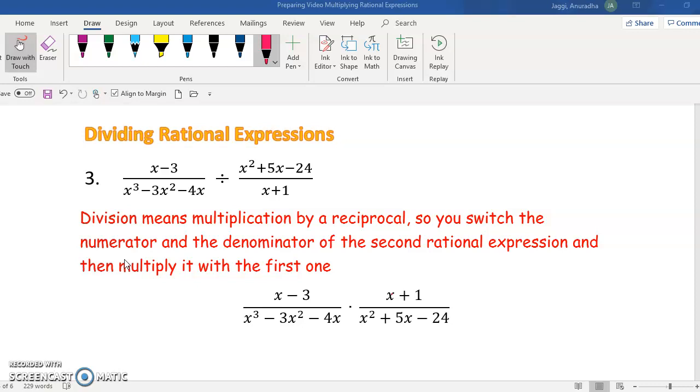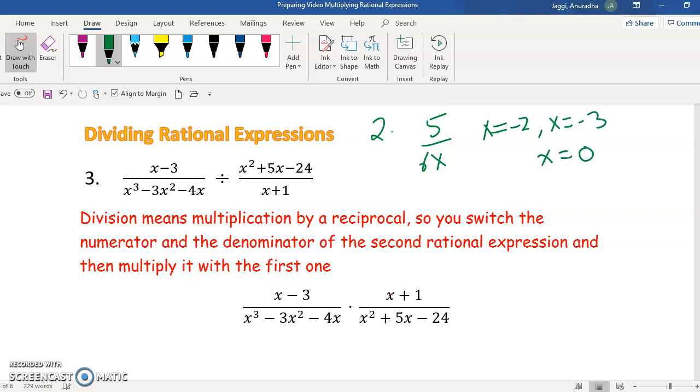Before I start with the lesson, I'll quickly write down the answer to the last question from the previous video. The video finished before I could write down the final answer, so that was question number 2, and the answer is 5 over 6x with the restrictions x not equal to -2, x not equal to -3, and x not equal to 0.